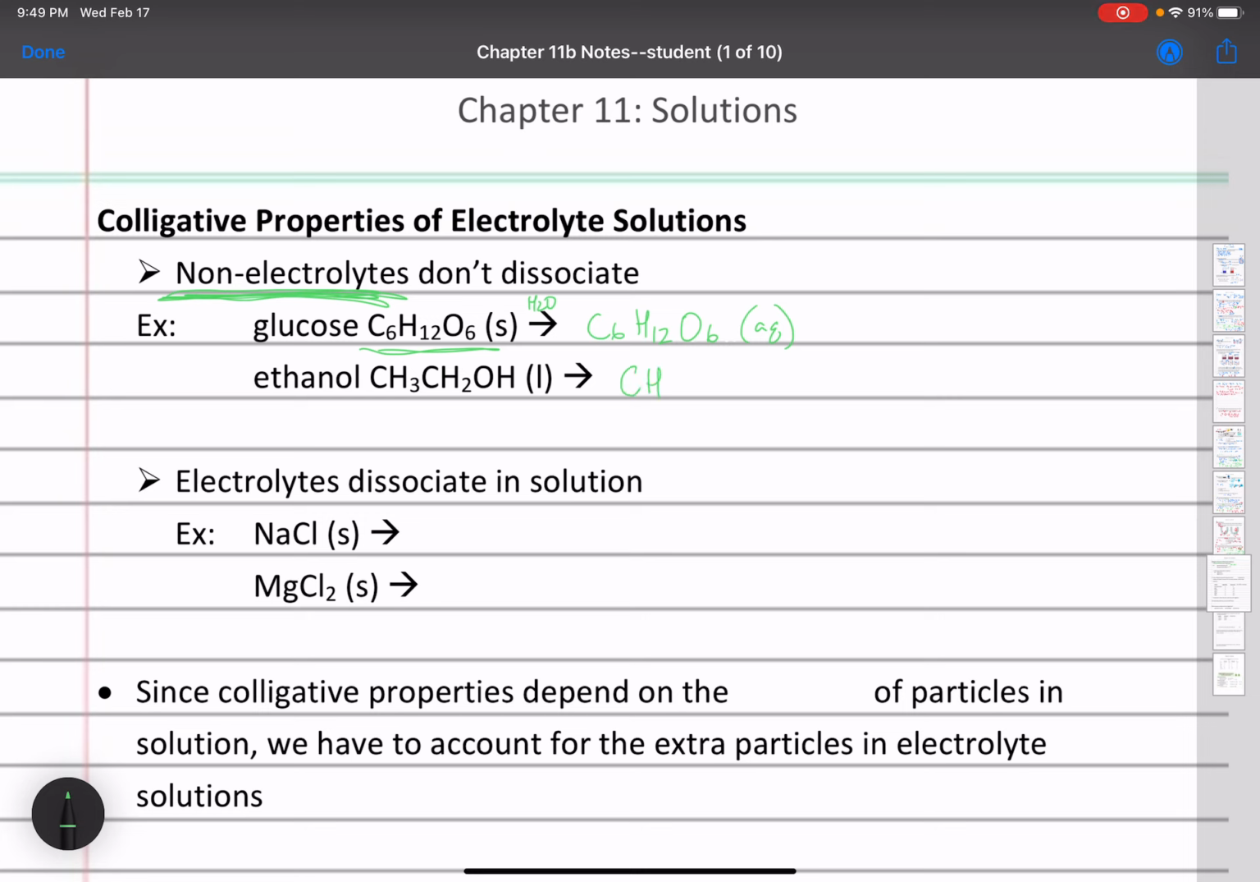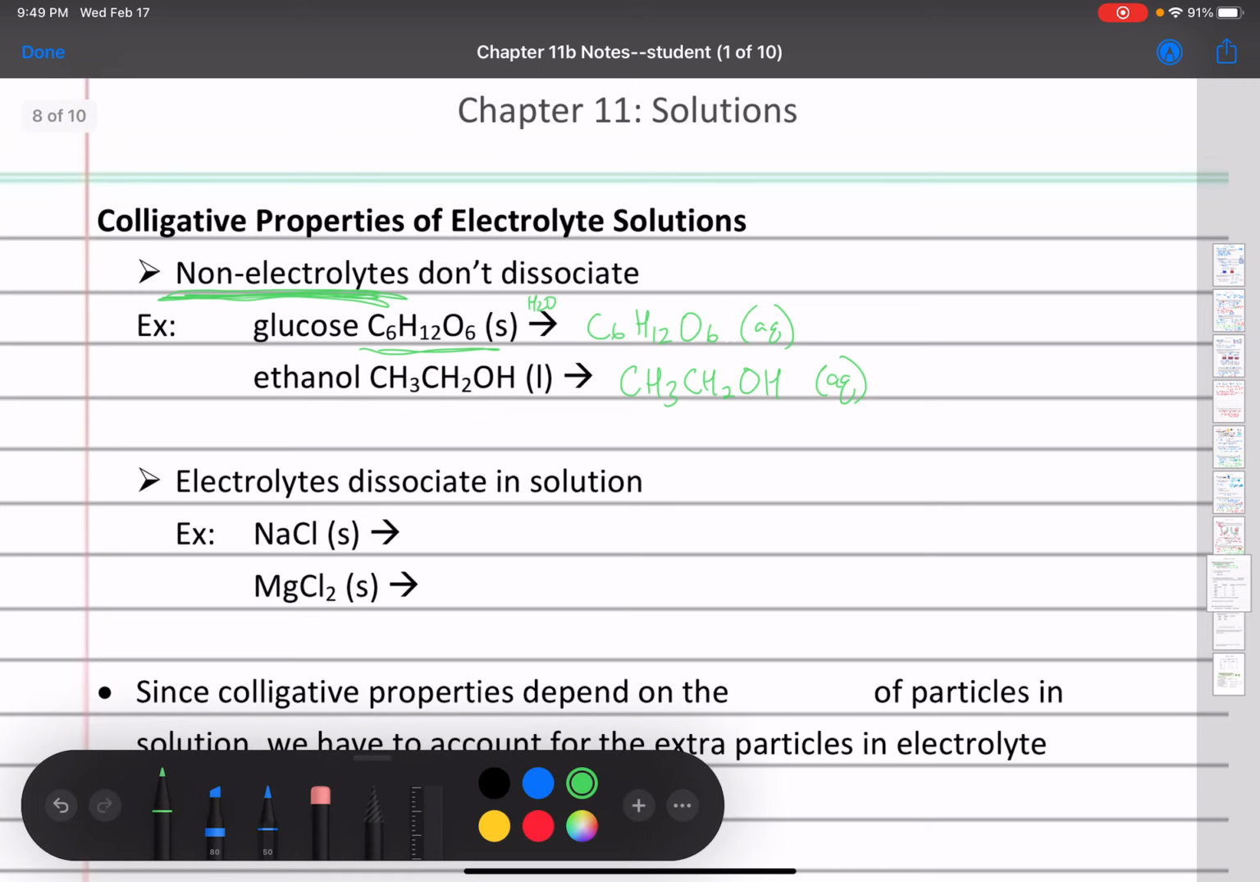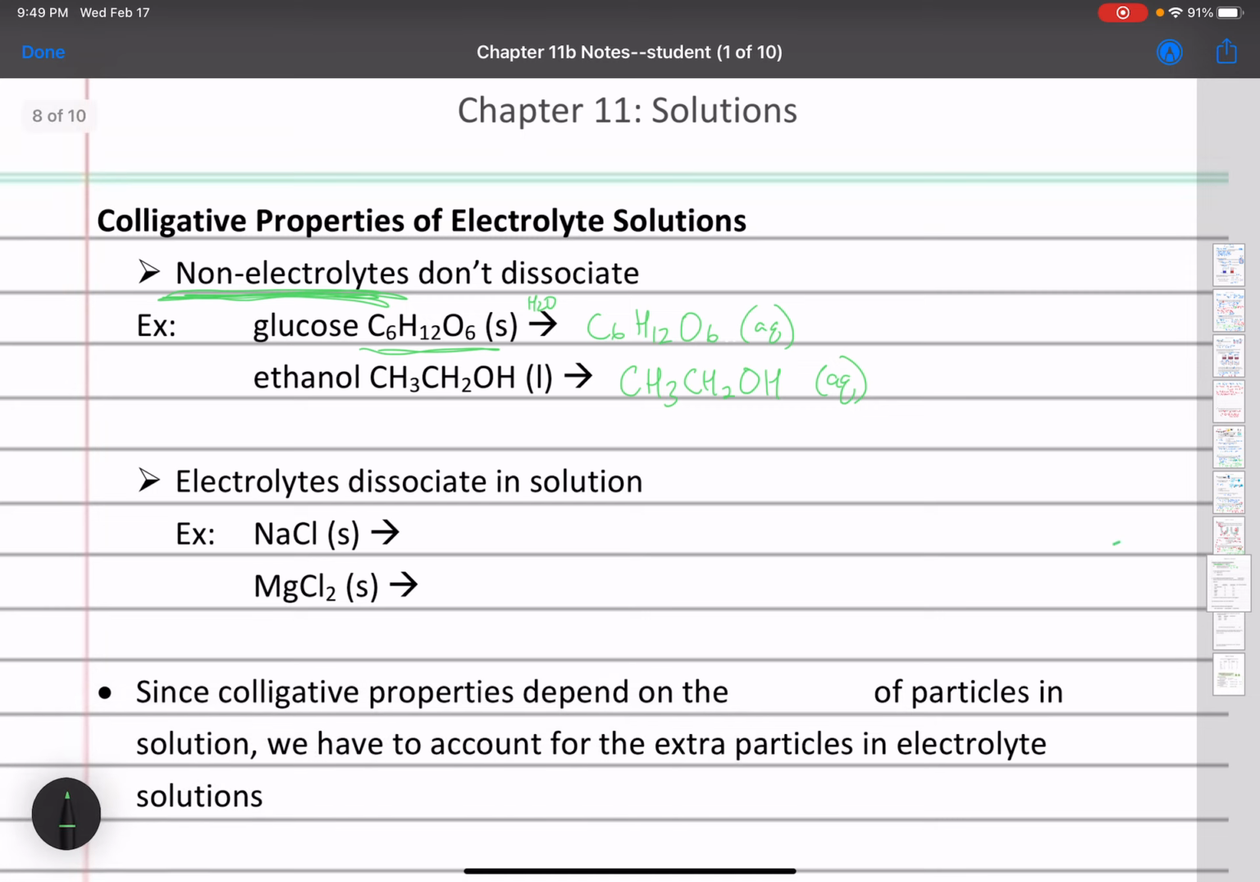Same formula. It's the same molecule, except now it's in the aqueous form. Ethanol, same deal. Ethanol is liquid. When we mix it in water, it dissolves in water and becomes aqueous. But it doesn't break apart, doesn't form ions. It's still the same molecule. It's just not dissociated, evenly dispersed throughout the solution. So with non-electrolytes, when we dissolve ethanol in water, for 1 mole of ethanol, we get 1 mole of particles. Every ethanol molecule is just one particle dissolved in water. But electrolytes dissociate in solution. In other words, they come apart into their ions. So when we add soluble salts to water, they dissociate into their ions.